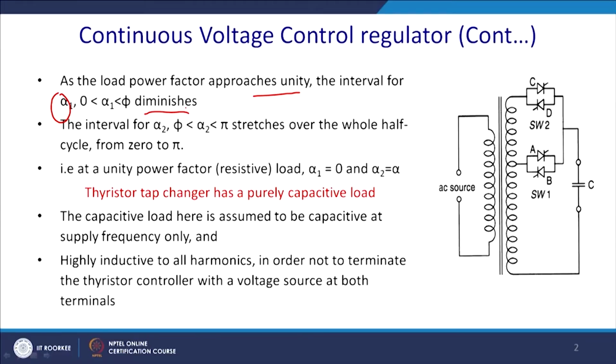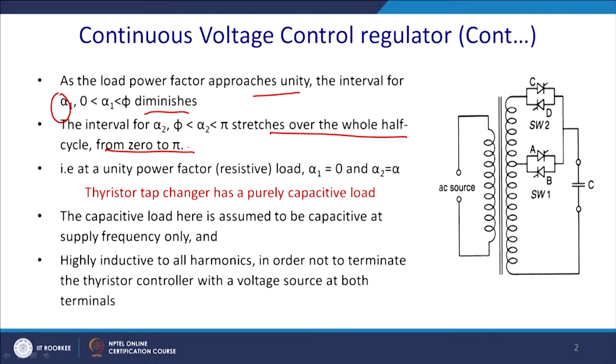As the load power factor approaches unity, that is, for the resistive load, in the case of the inductive load approaching the resistive load, alpha 1 should change from 0 to phi and diminish, and the interval for alpha 2 will be from phi to pi, and stretches over the whole half cycle for the period 0 to pi. So, that is the change.